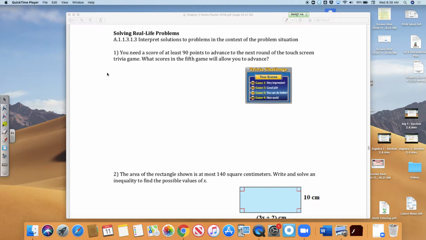All right, so this first word problem says you need to score at least 90 points on average. It should say on average, but it doesn't. To advance to the next round of the touchscreen trivia game. What scores in the fifth game will allow you to advance? It's very small to see, but the scores that we see here, I think, are 95, 91, 77, and 89.